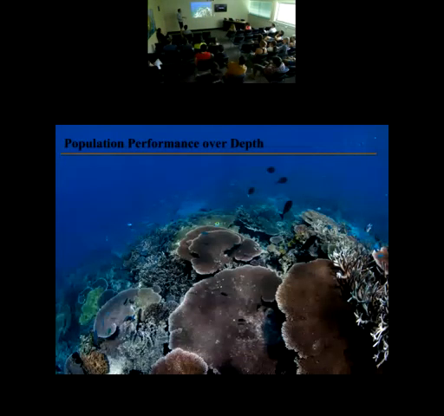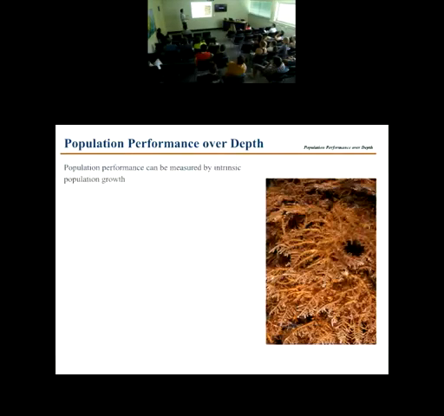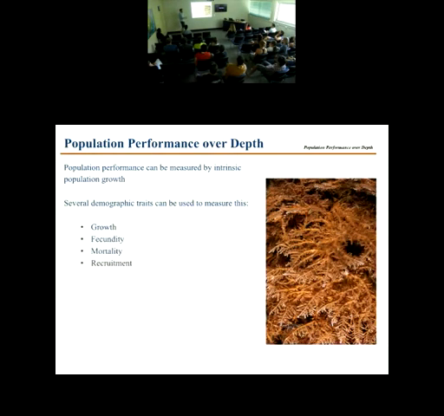And finally, I'm going to look at the population performance over depth, so how species actually use this depth which they occupy. Population performance is usually measured by intrinsic population growth, so this is the growth rate of a species at a particular location that it's being measured. And there are several demographic traits that we can use to measure this. Things like growth, fecundity, mortality, and recruitment are all ways we can inform this.